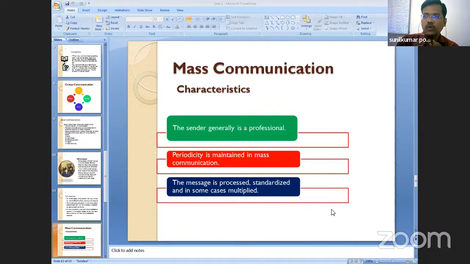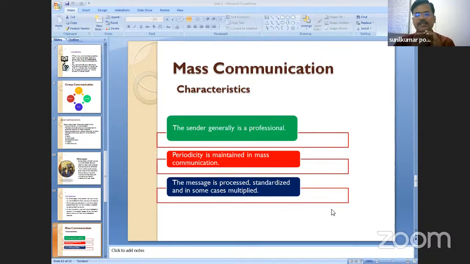Then new media. At present we are using computers, computer-based communication processes, meaning emails and mobile apps. All these come under the new media or digital media. These are the four major types of mass communication: print media, electronic media, and digital media or new media, social media. Now we are calling it social media also.